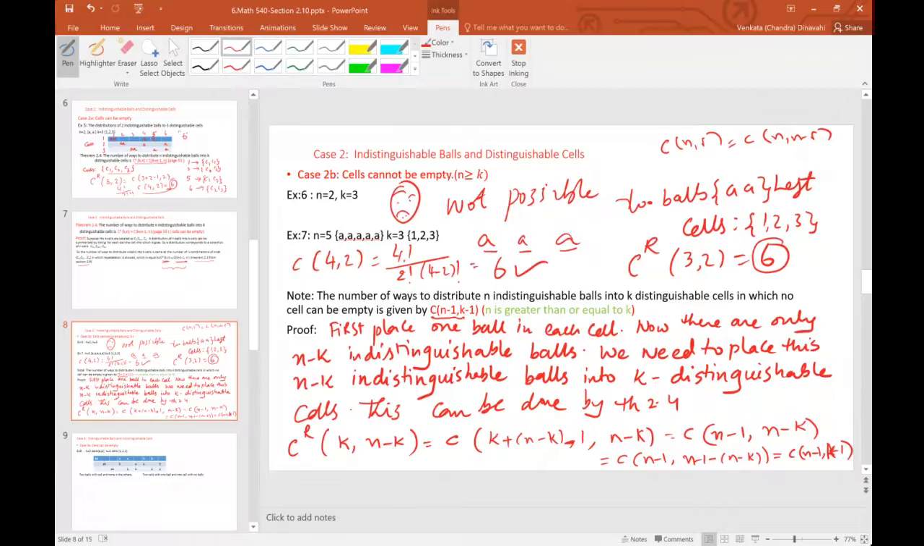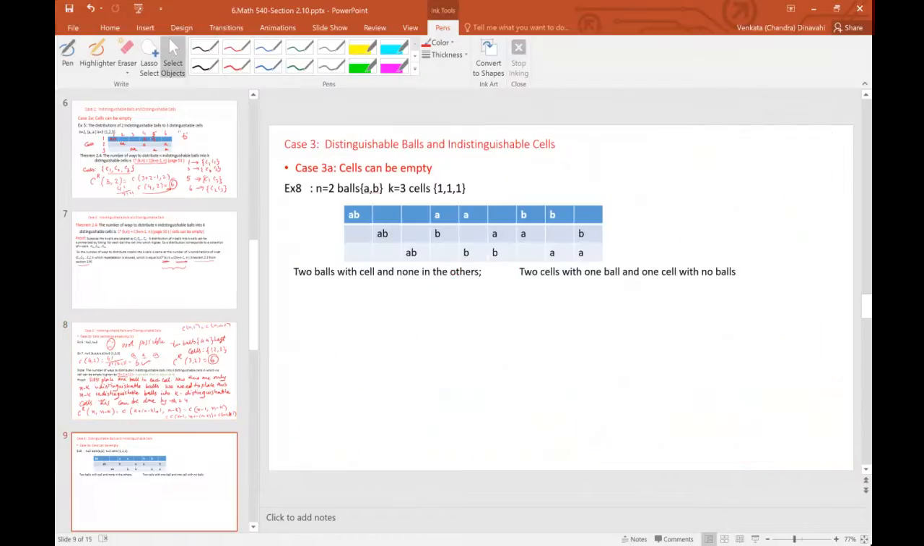Now let us go to case 3. In this case, balls are distinguishable and the cells are indistinguishable. That means there are 2 balls and 3 cells. Let us take an example. Now cells can be empty.